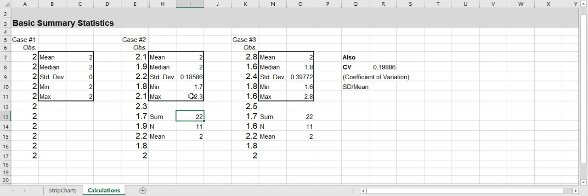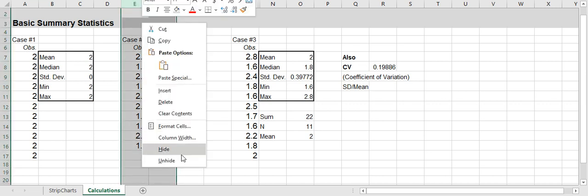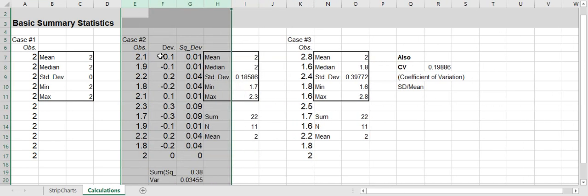You get 22, and then divide by 11, and you get a mean of 2, and that's doing the formula by hand, okay? Now, what I'm doing here is I've got a couple cells, and I'm going to unhide them. And this is kind of how you do the standard deviation by hand, okay?